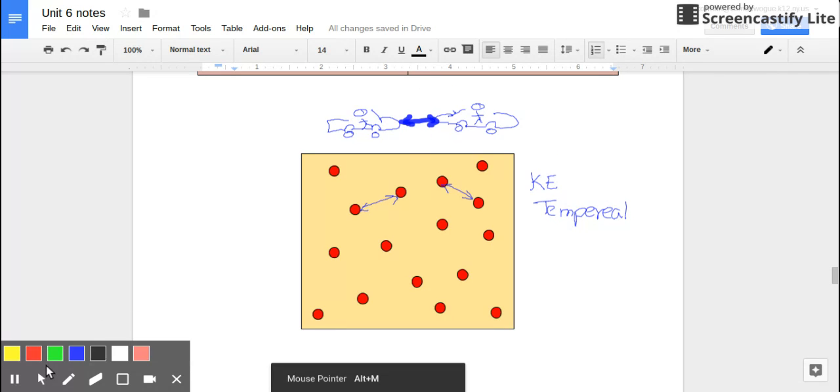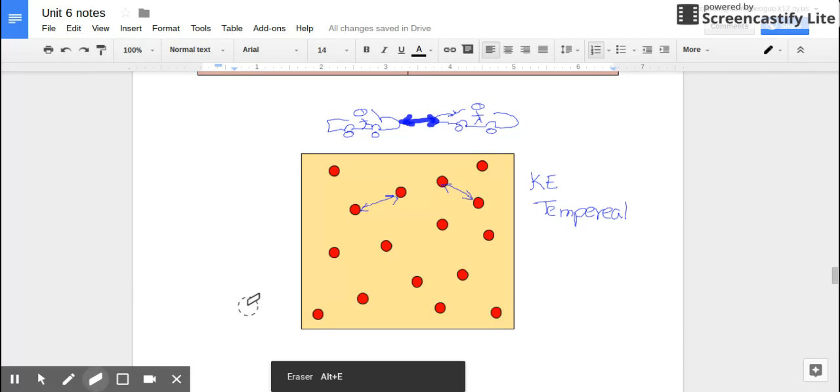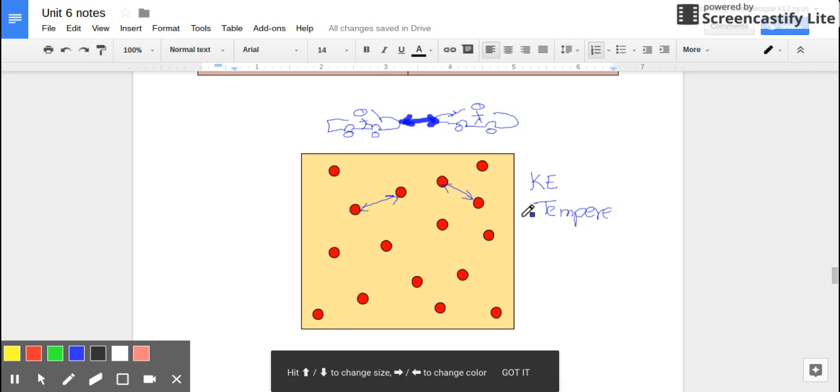Oh my goodness, how do you spell temperature? That was not it. Oh, hey, come back. I need temper. You would think I wouldn't know how to spell temperature. Temperature. Okay, their temperature doesn't change.